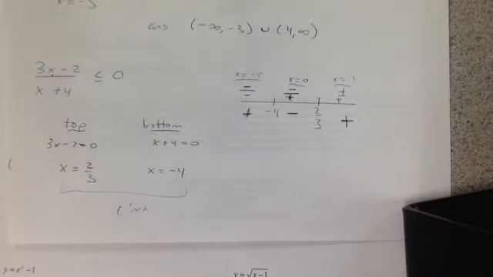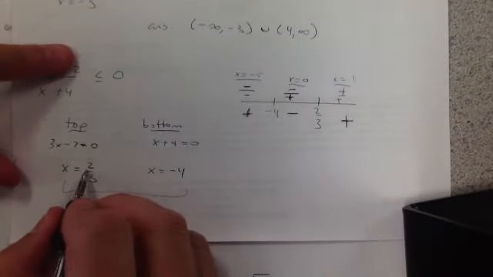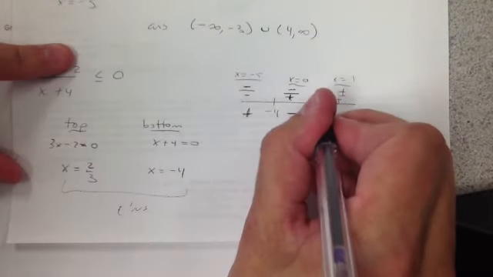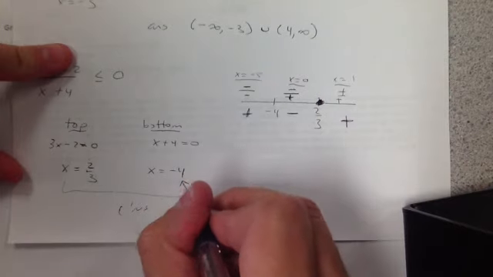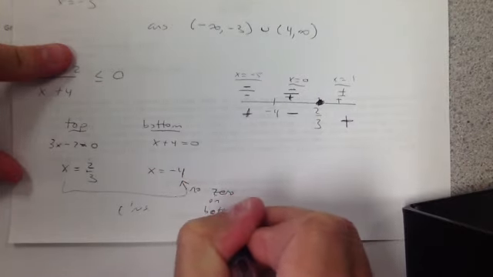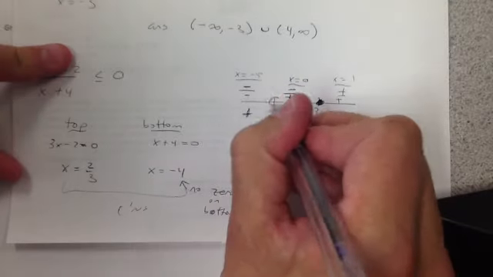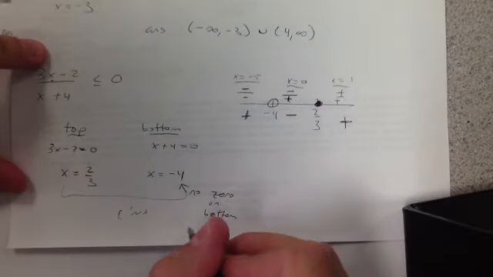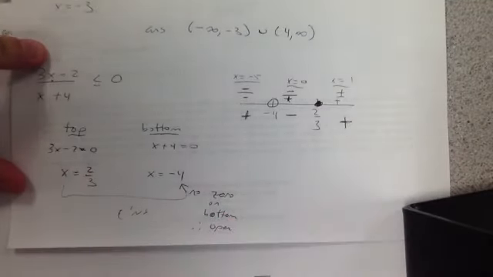Very easy to do. Now the next thing we have to do is see if we can include them. Now, the top can equal 0 at 2/3. So we can have 0 on top. The problem is no 0 on bottom. You can't have 0 on bottom, ever. So this one we can't include. That has to be open. Therefore, this has to be open.